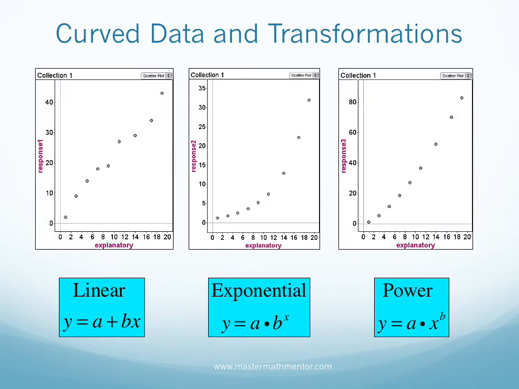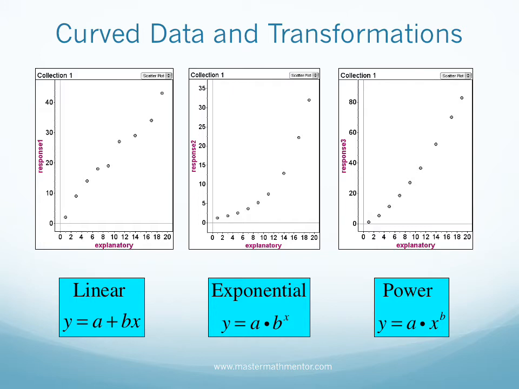AP Statistics covers 3 types of bivariate data: linear data and 2 types of curved data: data whose regression curve is exponential and data whose regression curve is power. Each has a different equation associated with it. The least squares regression line has the familiar equation y equals a plus bx. Exponential curves are in the form y equals a times b raised to the x power. Power curves are in the form y equals a times x raised to the b power. It can be difficult to determine the form that best describes the data by eye, so we introduce procedures to tell the difference.